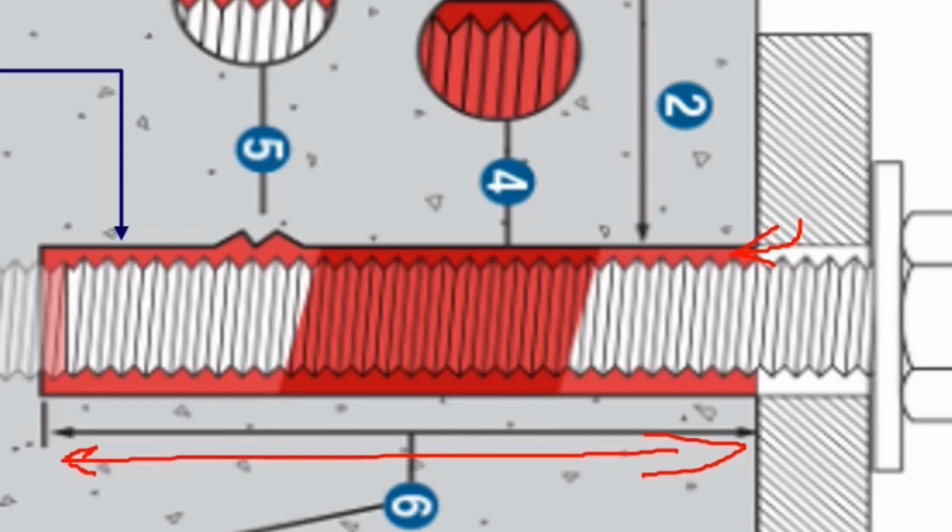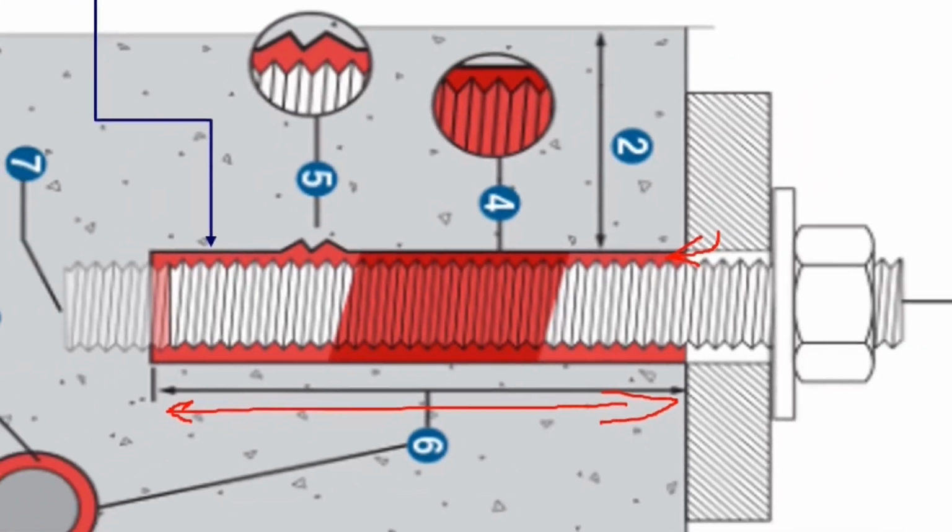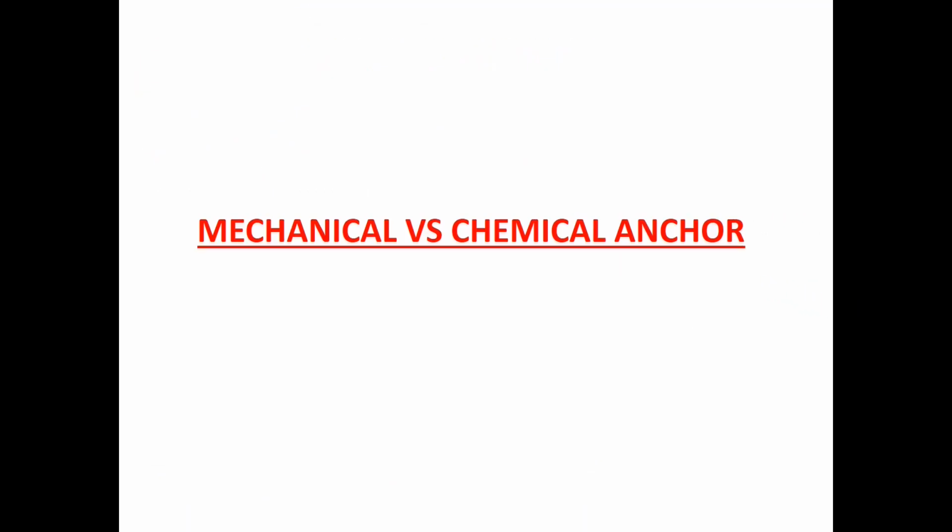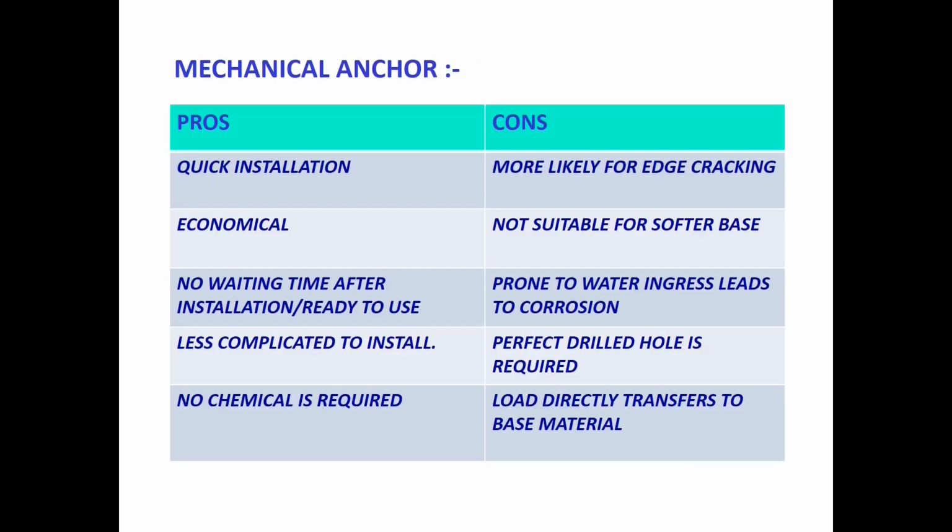In the curing or settlement duration, the chemical adhesive forms a rigid bond that connects the anchor rod to the construction firmly. Now we will compare mechanical and chemical anchors. Among the pros of mechanical fasteners, first is quick installation, and it is comparatively less costly than a chemical anchor.